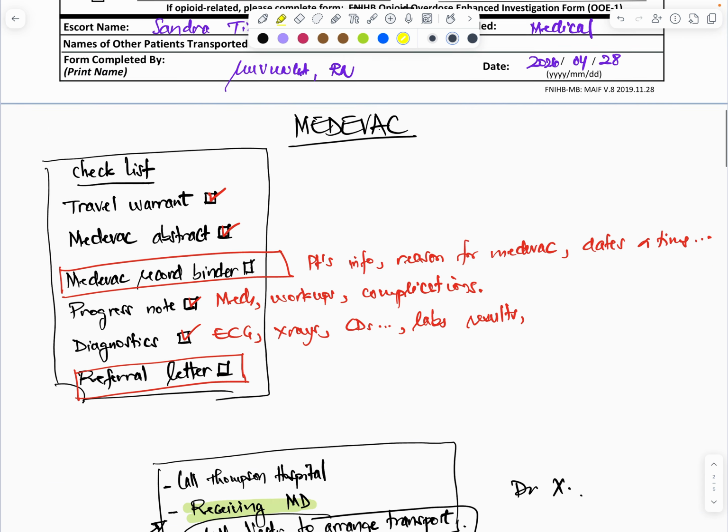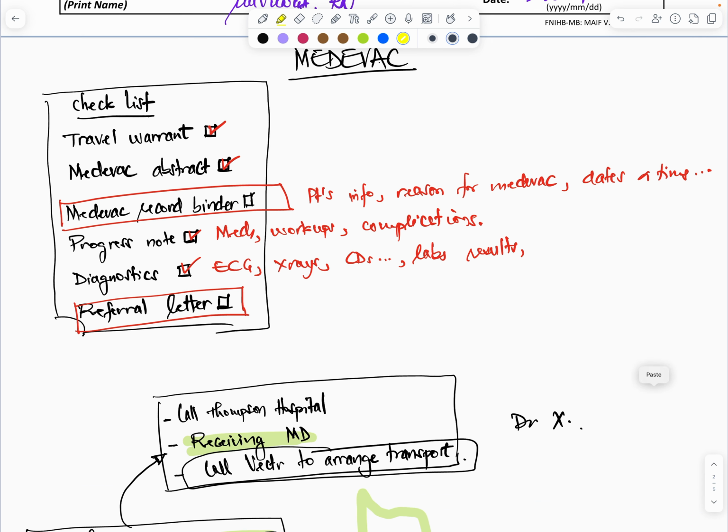All right, so I'm hoping that covers everything that you need to know about Medevac. Remember this very checklist. So travel warrant, right? The Medevac abstract, the Medevac record binder where we have to enter the information about the Medevac, the progress note, which must be sent with the team, the diagnostic results that we have, and the end, any referral letter.